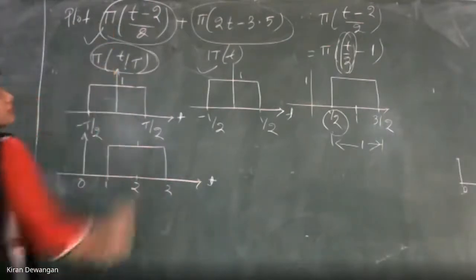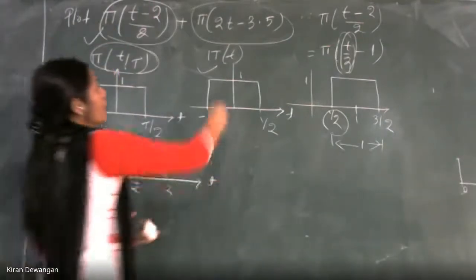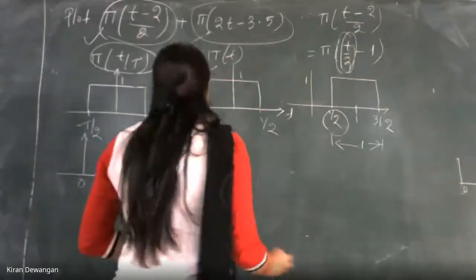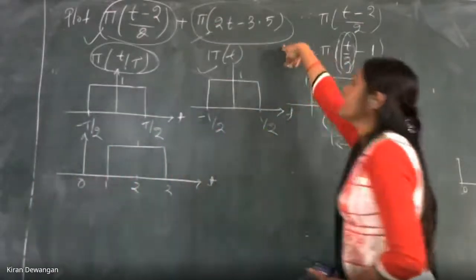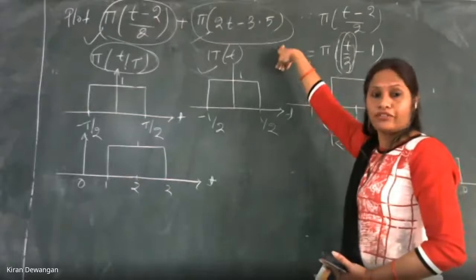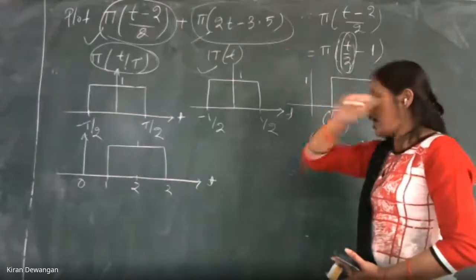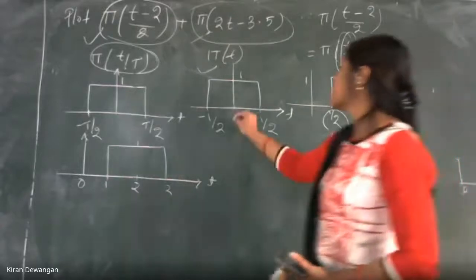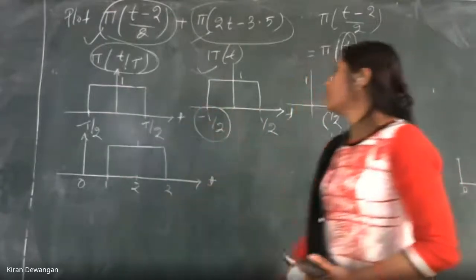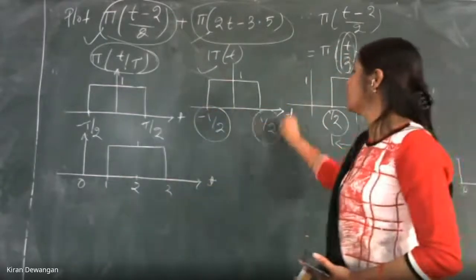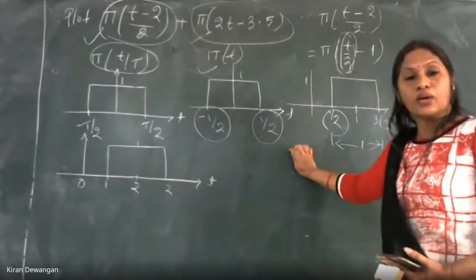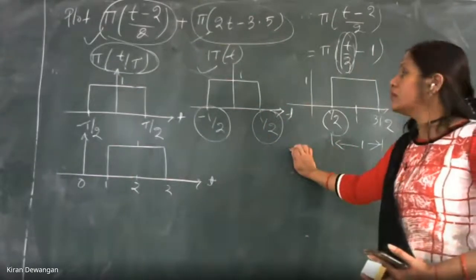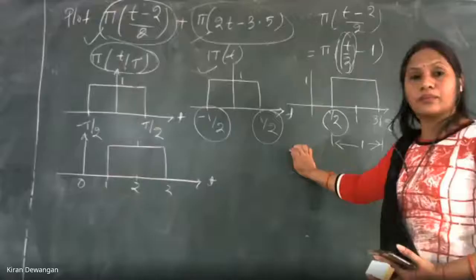ये वाला. ठीक है? Now we have to plot this one. This we have to again shift by 3.5. 3.5 shift कहां से कहां तक जाएगा? Tell me where this minus 1 by 2 will be there and where the 1 by 2 will be there. At what point it will start and at what point it will end.